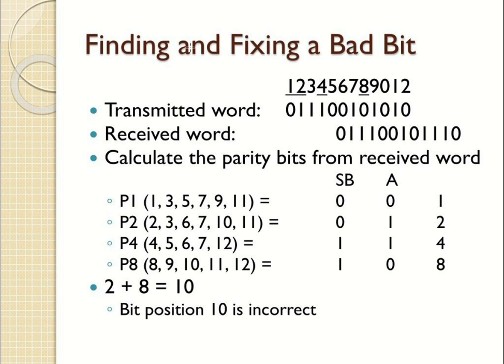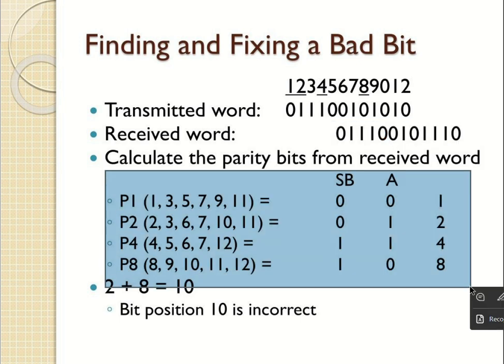Now let's imagine we transmit our Hamming code, but due to some noise a single bit error occurs. Instead of receiving the code as shown, we receive this code. Now we have to calculate the parity bits again on the received word to identify the erroneous bit. By comparing the calculated parity bits with the actual received parity bits, we find that the incorrect bit position is 10.